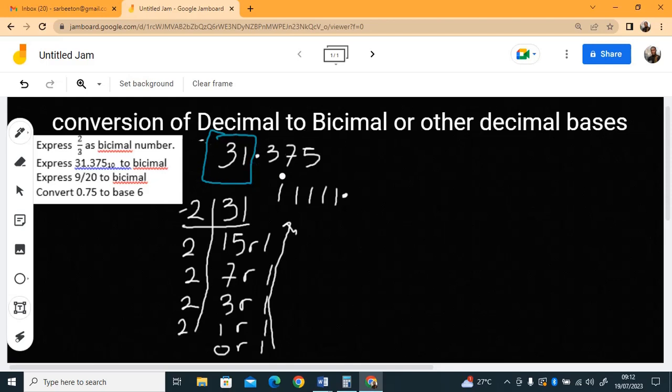So let's now go back to our normal solution, what we did earlier. You know this one is now 0.375, right? I told you earlier. So what are you going to do? I'm going to multiply it by 2. So 0.375 times 2, you get 0.75.